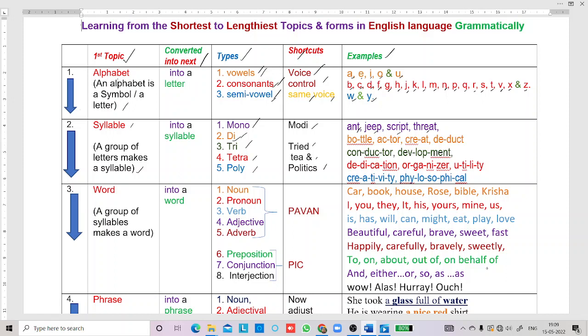Next is disyllable: bottle, actor, create, deduct. Next one, trisyllable. Trisyllable means three: conductor, development. Next one is polysyllable. Poly means more than four is called polysyllable.